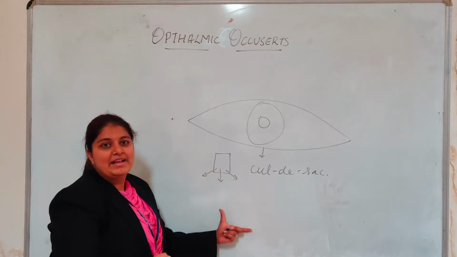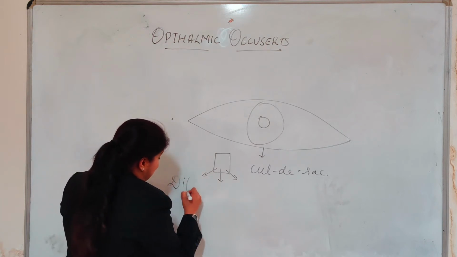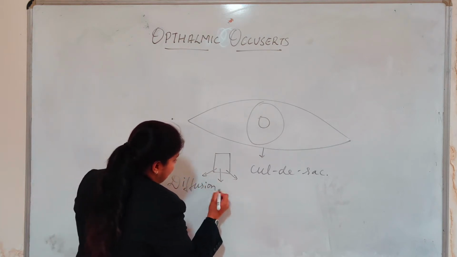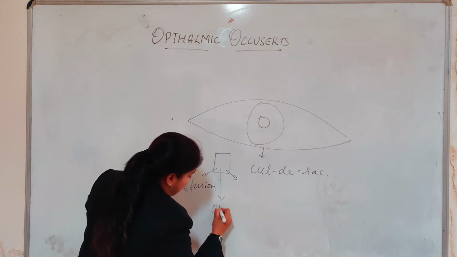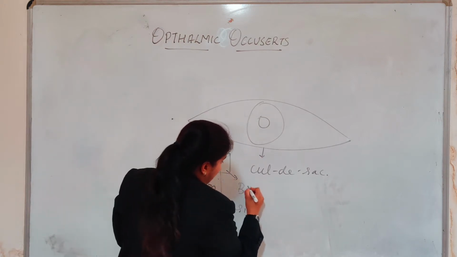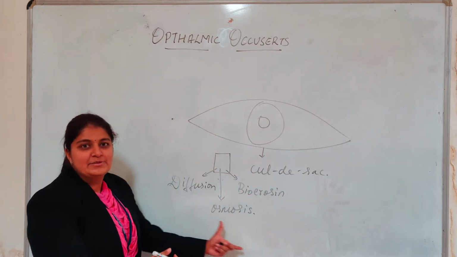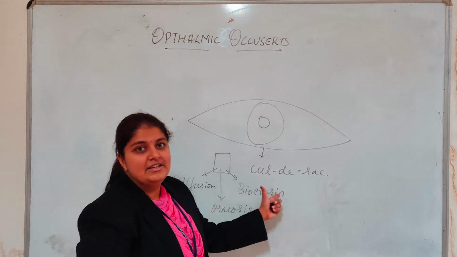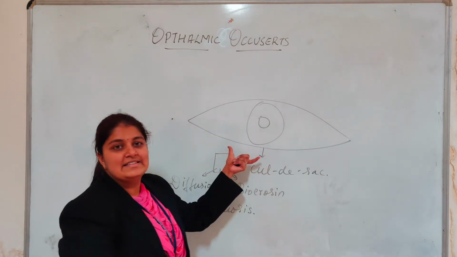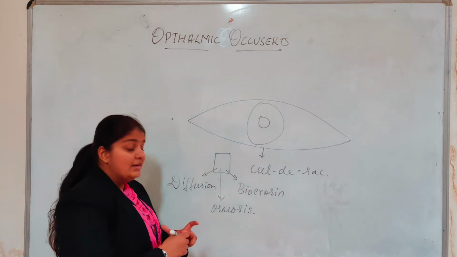There are three different mechanisms by which the drug is released. The first mechanism is by diffusion. The second mechanism is by osmosis. And the third mechanism is by bioerosion. By any of these mechanisms, the drug can be released in the cul-de-sac region. Once the drug is released, the occusert is removed and it is replaced with a new one.